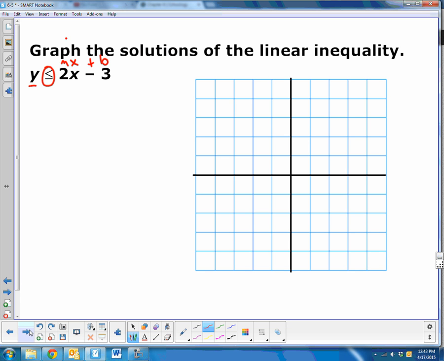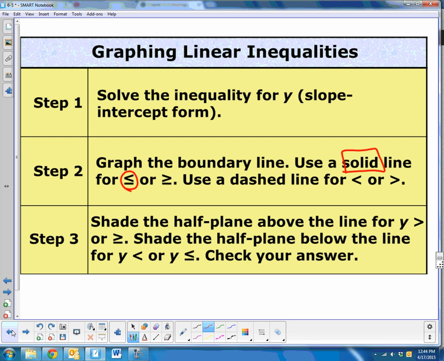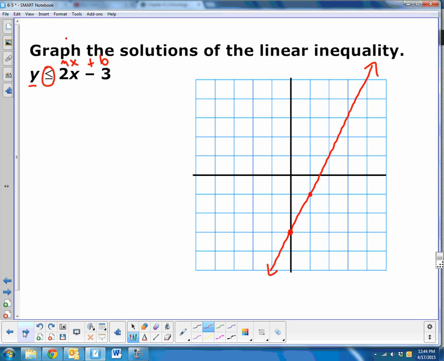Okay, so I'm going to make a solid line, 2x minus 3. So the y-intercept, -3. It's a solid line, and I'm going to do a rise of 2, a run of 1. So I'm going to graph that line, there we go, with a solid line. Now I'm going to do step 3, I'm going to shade. So let's talk about what this statement says. Y is less than or equal to 2x minus 3. 2x minus 3, that's the line we just graphed.